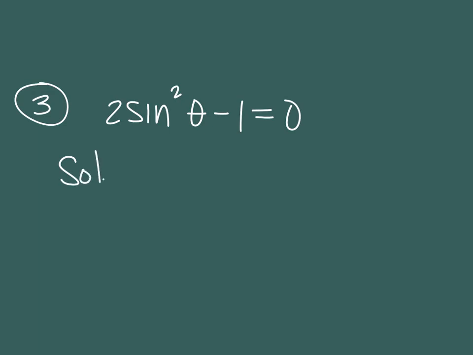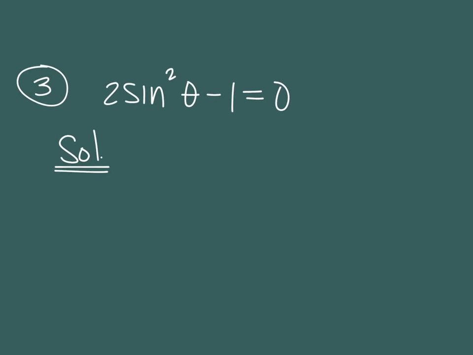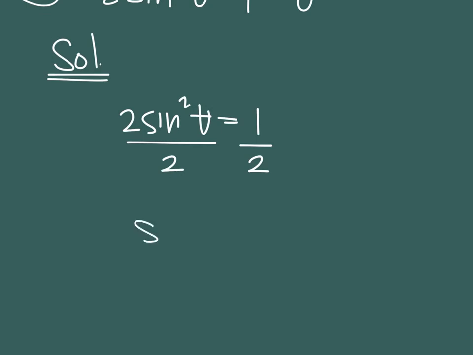So you got the 45 from, what did you do? 2 sine squared theta is equal to 1. Add 1 on both sides, divided by 2. That means sine squared theta must be equal to 1/2. And then take the square root.